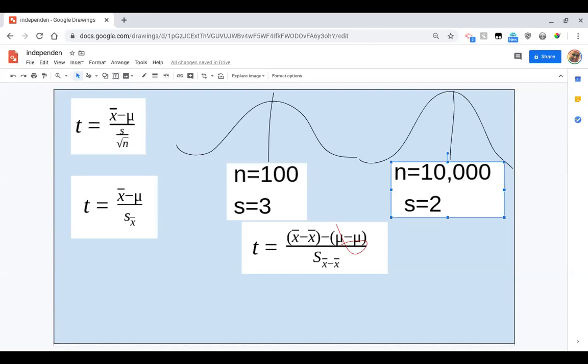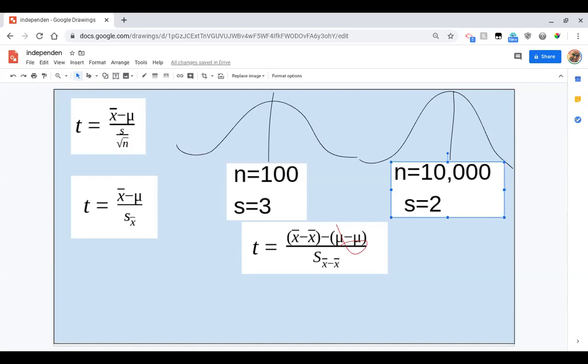And so instead of just straight up averaging, I'm going to weight them. I'm going to weight them by how large the sample size is. And the way I can weight them is to multiply each by its sample size. So if I multiply 3 times 100, and then I multiply 2 times 10,000, and then I divide by 10,100, what I've done is I've given the 2 more weight.